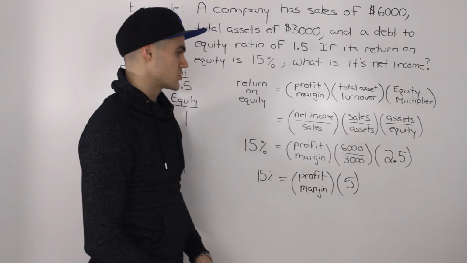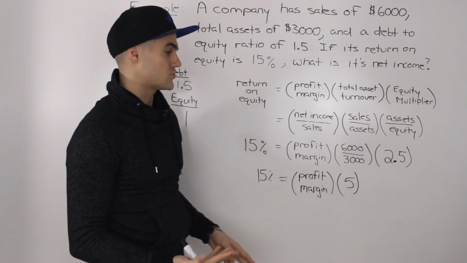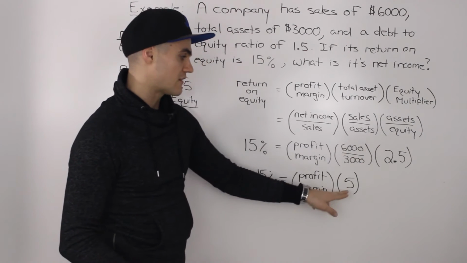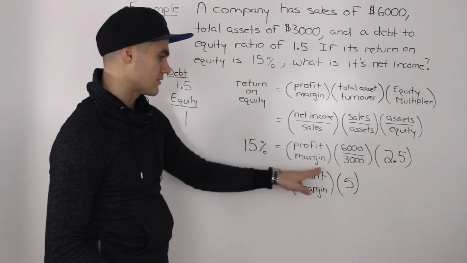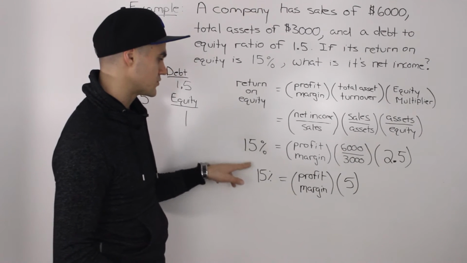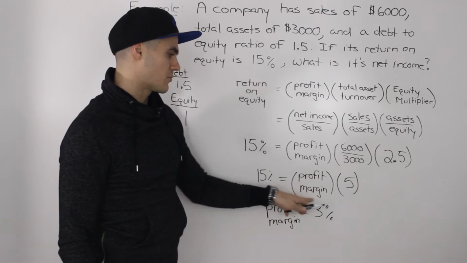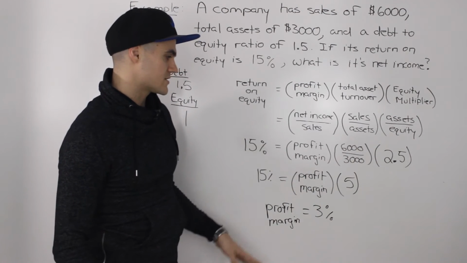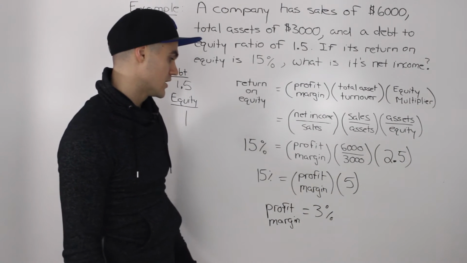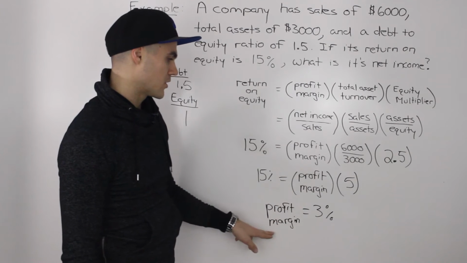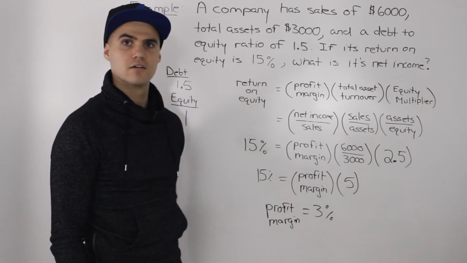So we know that our equity multiplier is 2.5. Now let's do some algebra here. 6,000 over 3,000, we know that's equal to 2. And then 2 times 2.5, that gives us 5 here. And we're multiplying that 5 by the profit margin. And that right side is still equal to our left side of 15%. Since we're solving for the profit margin, we want to isolate for that. So we have to divide both sides by this 5 that's attached to the profit margin. So then we end up getting the profit margin equaling 3%, which is 15% divided by 5.